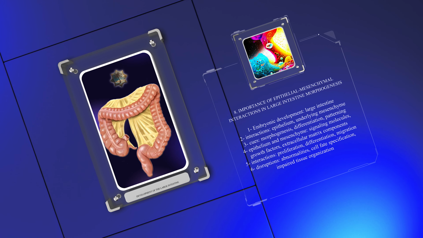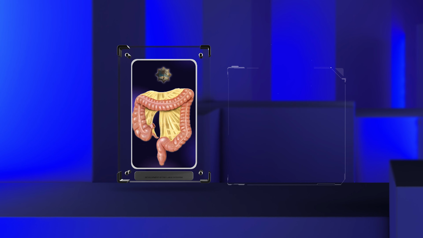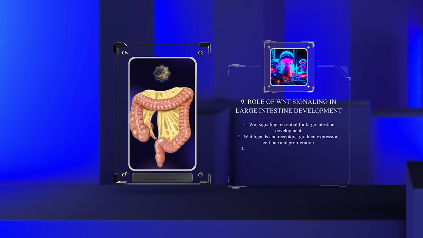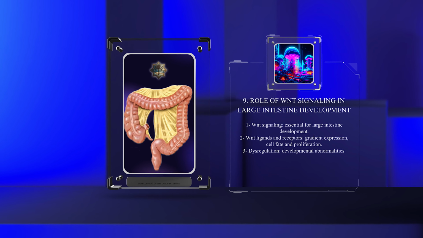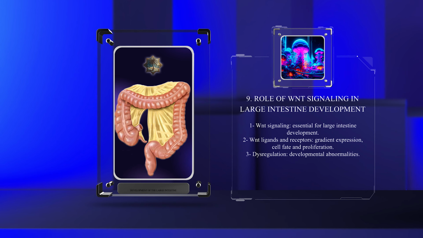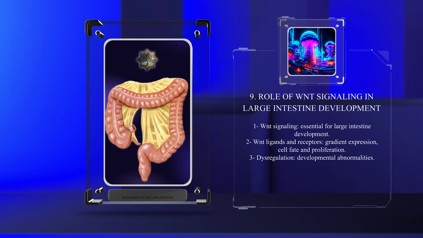tissue organization. WNT signaling is essential for large intestine development. The WNT ligands and receptors are expressed in a gradient, controlling cell fate and proliferation. Dysregulation can lead to developmental abnormalities.